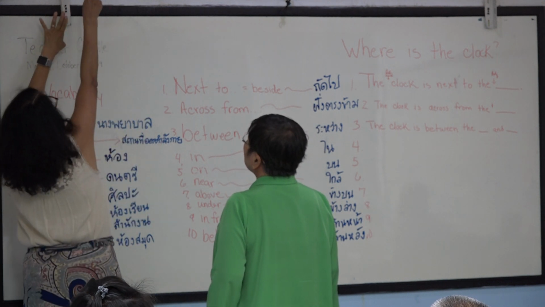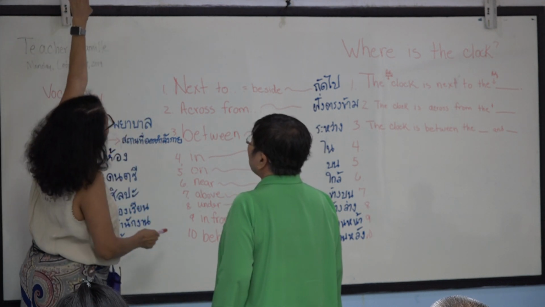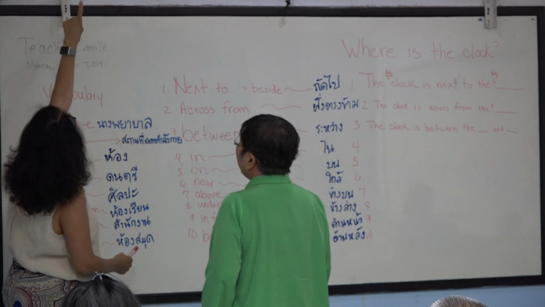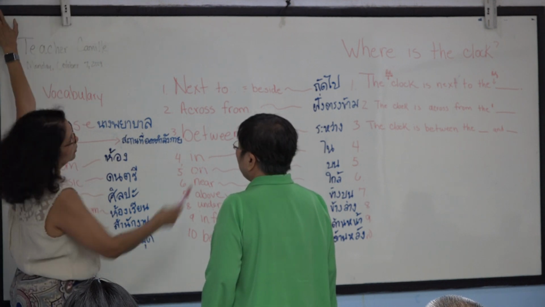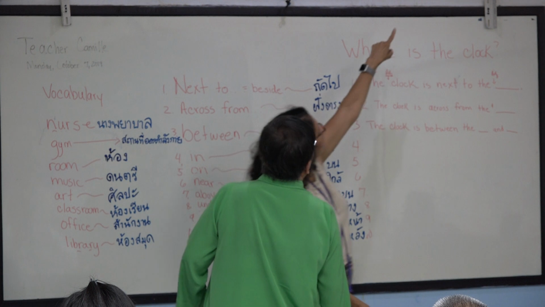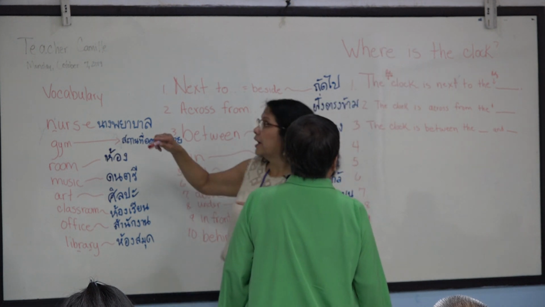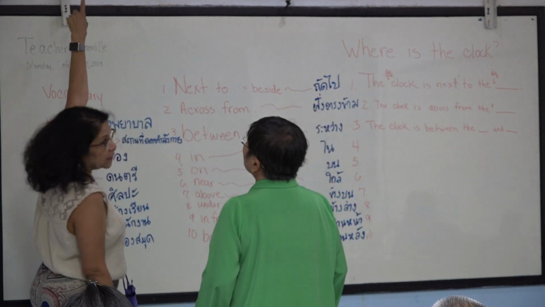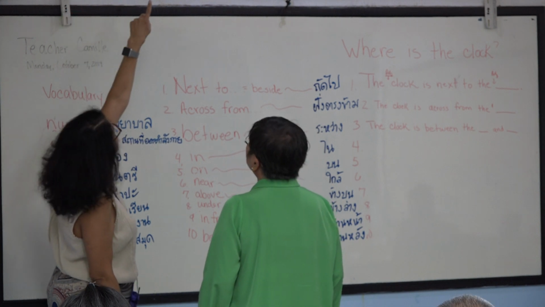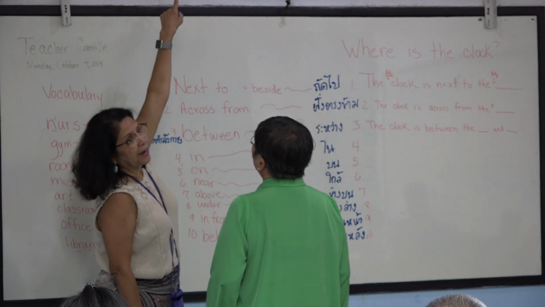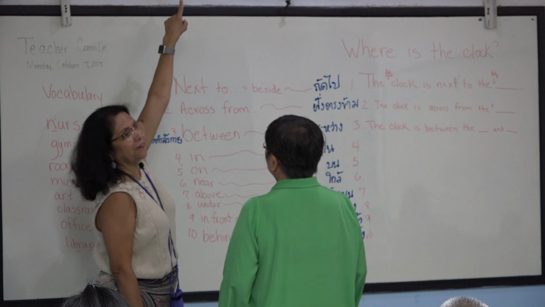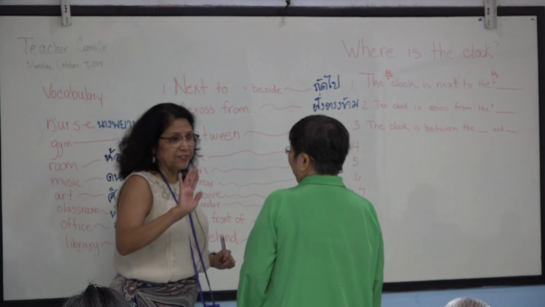Or this. This is called Screen Boy. So you can say that. Yeah, it says right here, Screen Boy. Do you see right here? So the clock is next to the Screen Boy. Or it's next to the air conditioner. Okay? It's okay if it's misspelled.